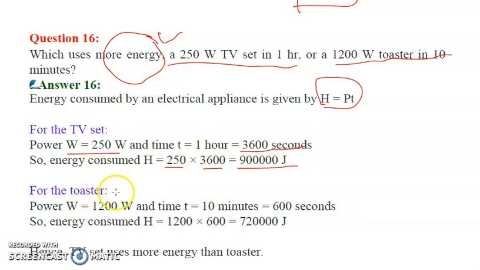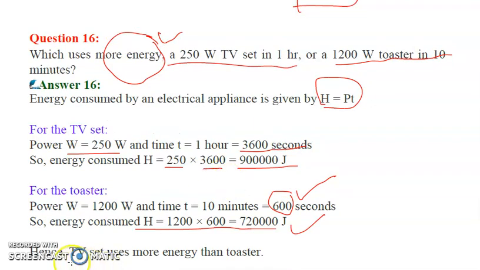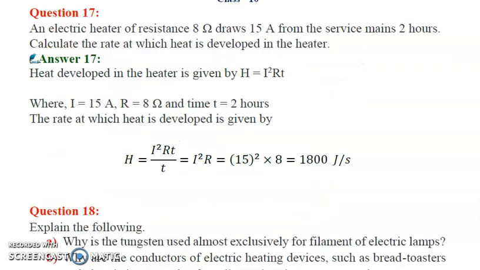And for the toaster, the power has been given to us as 1200 watt and time is 10 minutes, and 10 minutes means 600 seconds, of course. So energy consumed, like H, would be 1200 into 600, so it will be 72 into 10 raised to 4. So this will be your second case. It means the TV uses more energy as compared to the toaster. Okay, this is the next question.